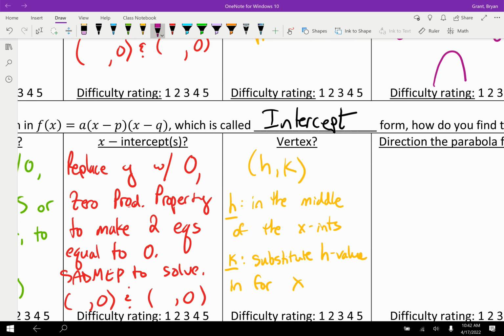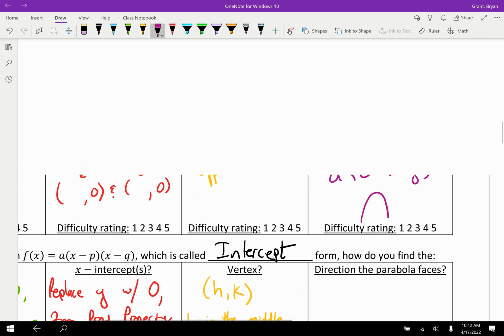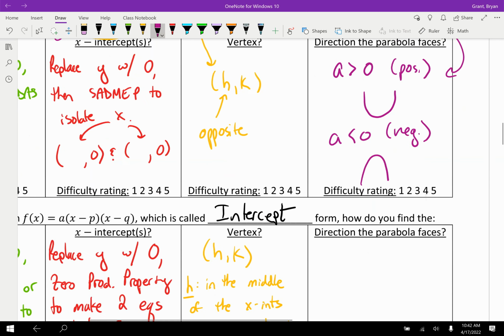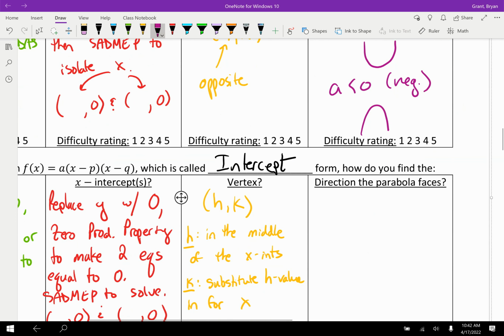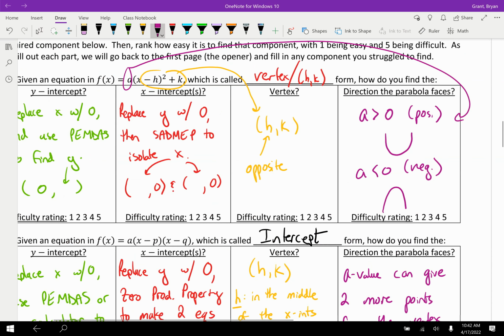All right, the last part is determining which direction the parabola faces, and it's really going to be the same thing that we did up above. I'm also just going to add in on here that the a value can give 2 more points from the vertex. Remember, we're usually trying to sketch 5 points in to give our parabola some decent accuracy.